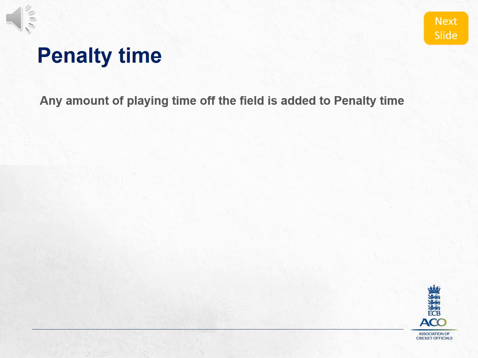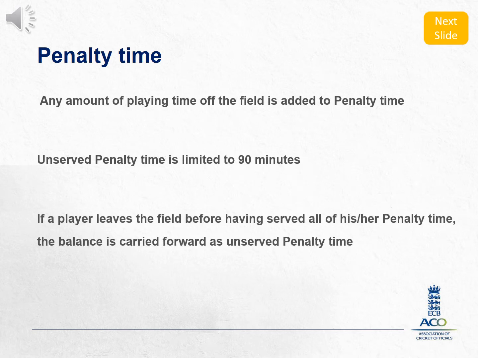Any playing time off the field counts as penalty time. The laws limit the amount of penalty time a player can accrue, up to 90 minutes maximum. Once a player is able to come back, the amount of outstanding penalty time starts to reduce. However, if they leave the field again before the time has reached zero, the time remaining is carried forward.